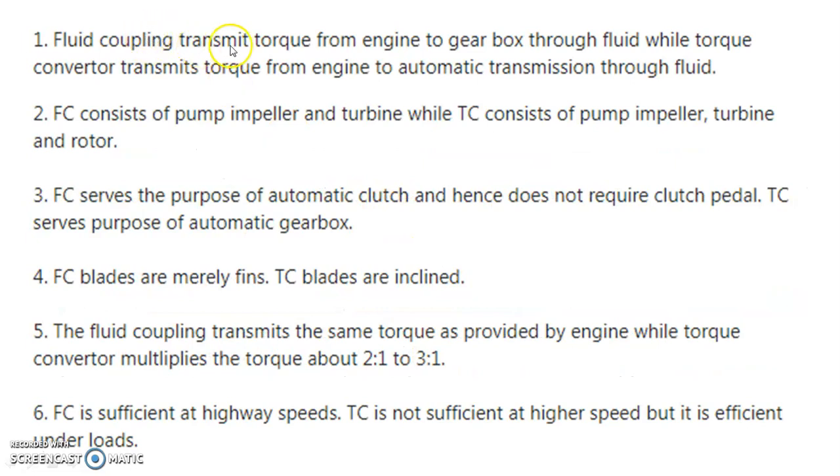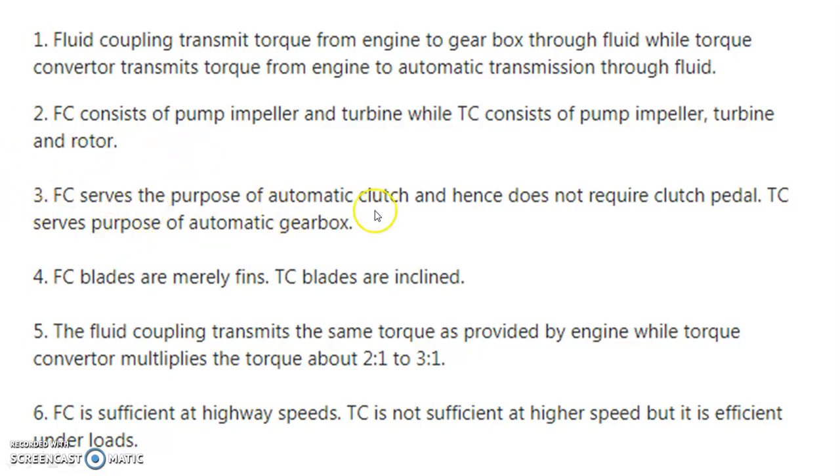So fluid coupling transmits torque from the engine to the gearbox through fluid, while torque converter transmits torque from the engine to the automatic transmission through fluid. Fluid coupling consists of pump, impeller and turbine wheel, while TC consists of three components: pump or impeller, turbine and rotor, where the rotor is also called a stator. So three components are there in TC, torque converter.